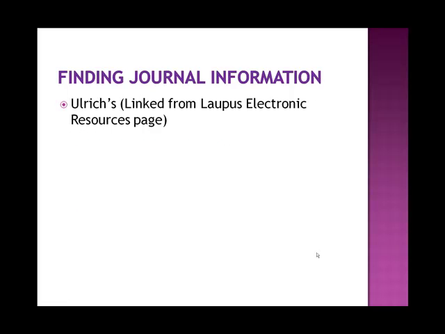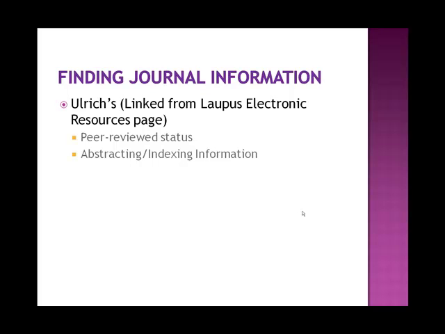One of the places that you might start looking at in order to find journal information is ULRICs, which is linked from the Lapis Electronic Resources page. ULRICs is a database that's completely dedicated to journal information. You can find out whether or not journals are peer-reviewed, abstracting and indexing information, which is important because the more databases that index a particular journal means that there will be more access points to that journal.